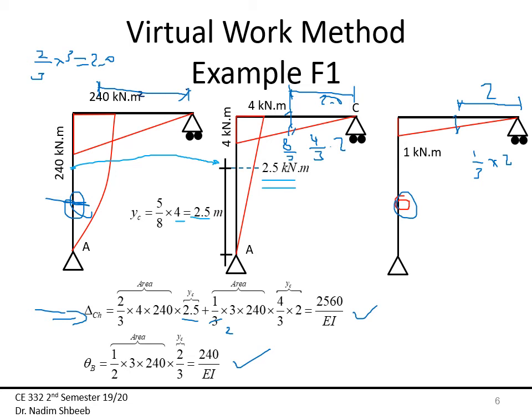Okay, so let's say if this was minus 240, then you put 2/3 times 4 times minus 240 over EI. Okay, which means I have to put over EI here as well, and here as well, and here as well too. Okay, here's my EI. All right, moving on.